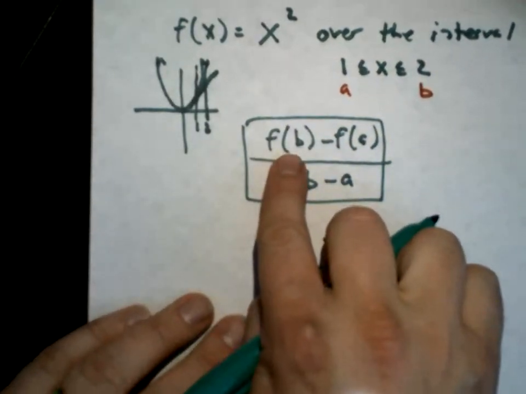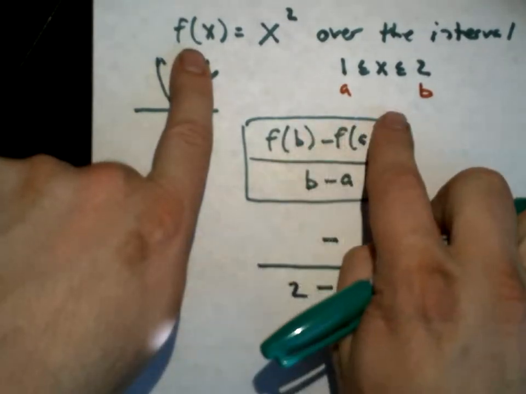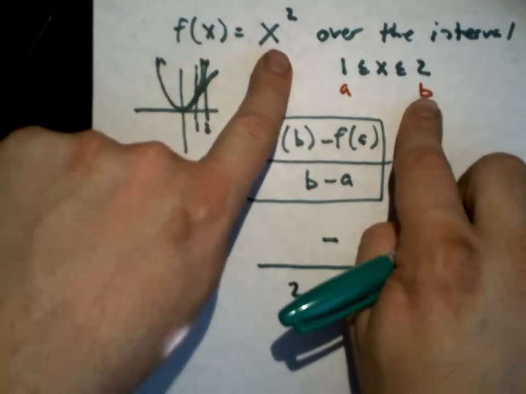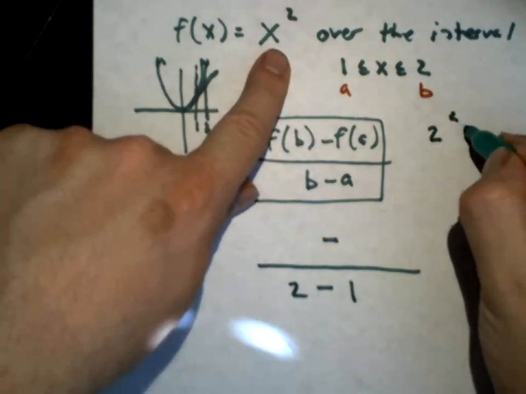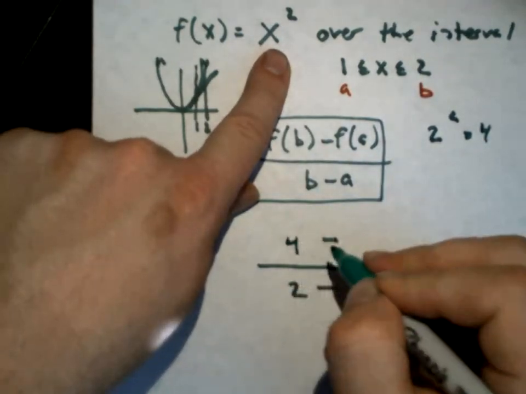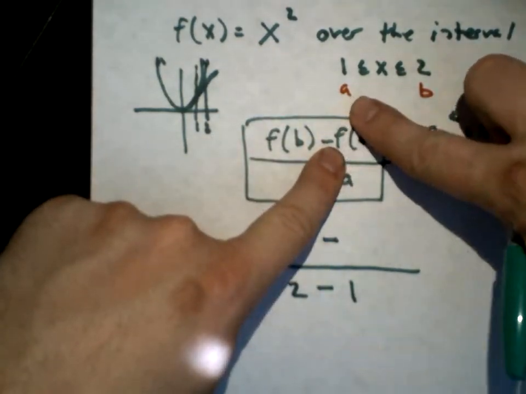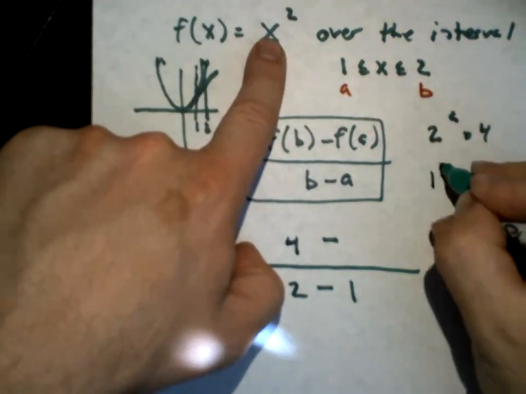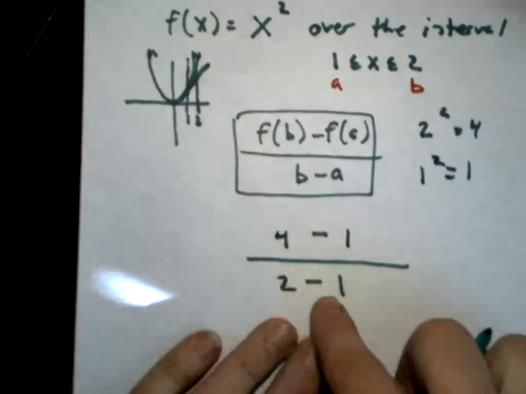F of B, do you remember what this is? That's f of x, but they put a b. So if you take this value and insert it into this function, what's the output? Well, isn't that going to be 2 squared, which is 4? So 4 is the output there. What's the input here? Well, the input's 1. If I put 1 into this function, I get 1 squared, which is 1. Well, there you go.